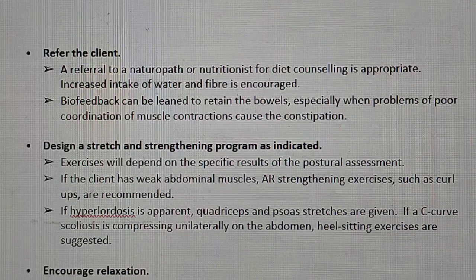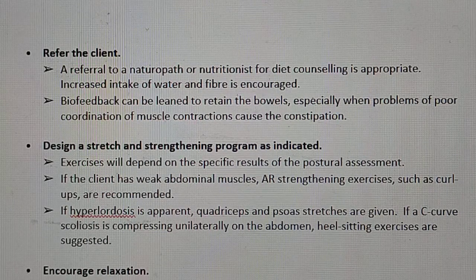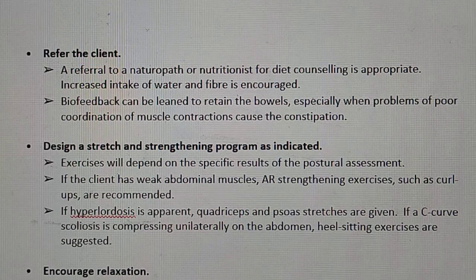Biofeedback. Now the next goal is a stretch and strengthening program as indicated. So you're gonna give your client exercises that will depend on the specific results of the postural assessment. If the client has weak abdominal muscles, active resisted strengthening exercises such as curl ups are recommended. Take note of this, guys.